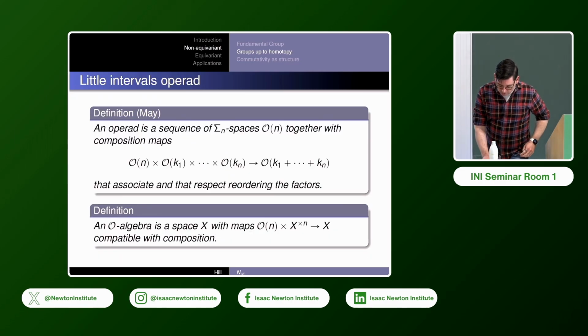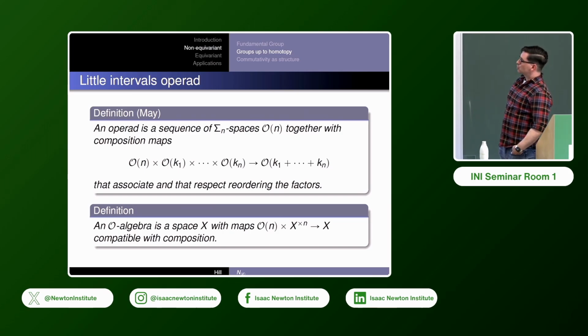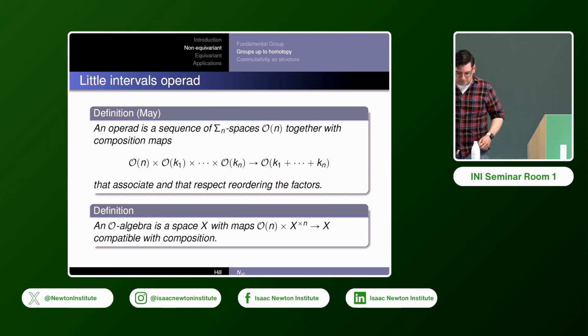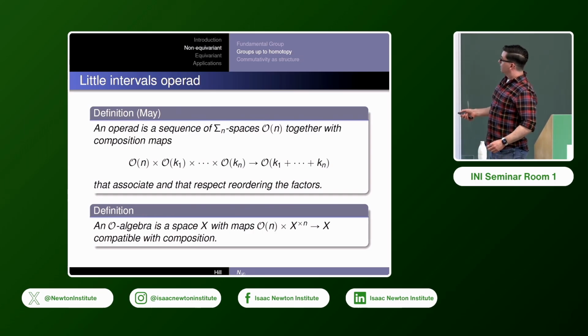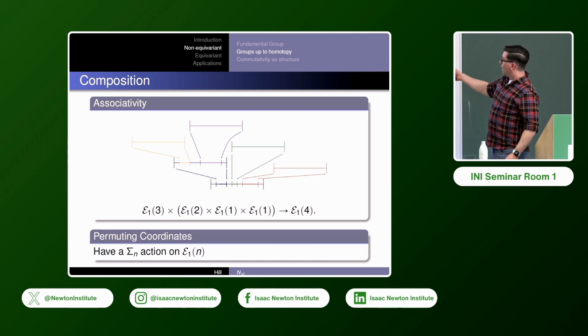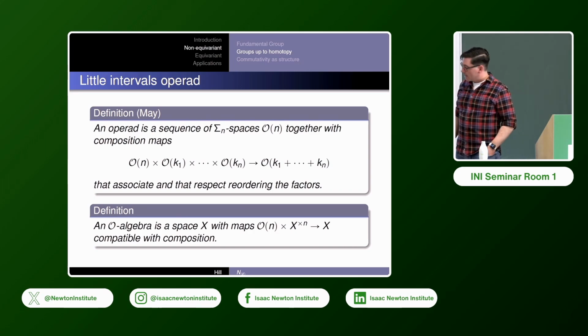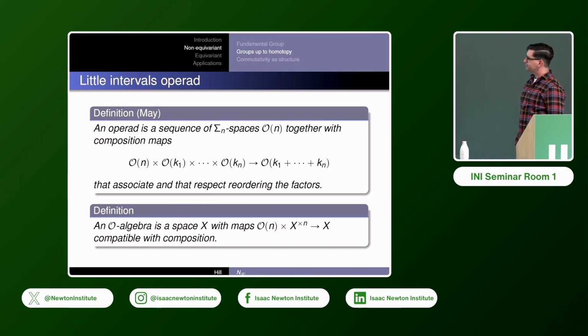So Peter May took all of this data and he assembled it into a type of structure that we can consider. And he called it an operad. So it's just a sequence of spaces, just like my E sub 1 of n's. So one for each n. And I have these composition maps that are describing for me essentially certain kinds of associativity and reorderings.